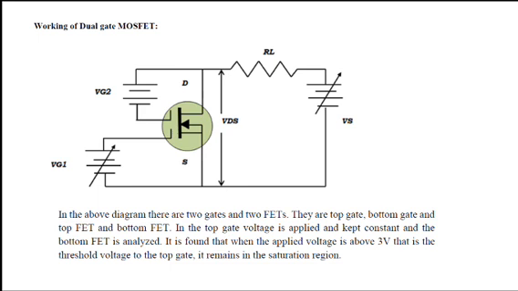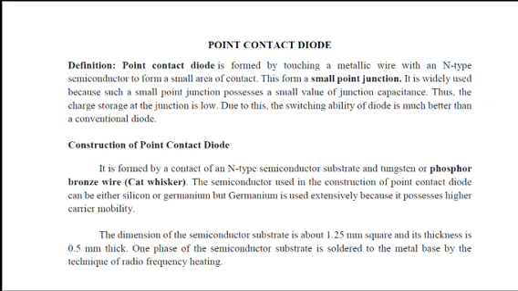Here you can see the working of the dual gate MOSFET. In the diagram, there are two gates and two FETs: the top gate and bottom gate, and the top FET and bottom FET. In the top gate, the voltage is applied and kept constant, and the bottom FET is analyzed. When we apply a voltage of 3 volts, the top gate remains in the saturation region. And next one is the point contact diode.